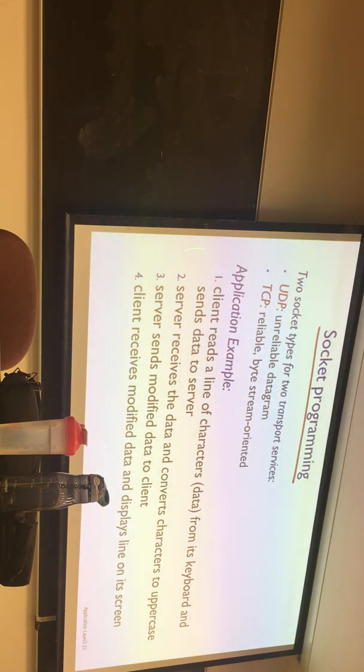Here we're going to develop this application. It's pretty simple. We have an application process that reads a line of characters from the keyboard and sends this line to the server. The server will receive this message, convert all the characters to uppercase, then send this new string back to the client. Then the client receives the message and displays the line on the screen. So you can see there are two communication processes here: the client sends the message to the server, and the server sends the message back to the client. I will show the implementation with both UDP and TCP.